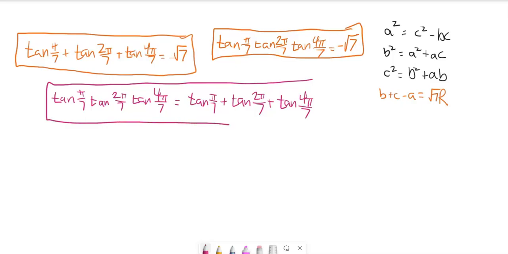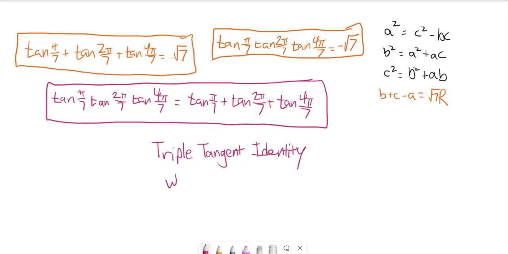And that is a special case in trigonometry called the triple tangent identity. This only works when your angles, for example alpha plus beta plus gamma, equal pi radians. And as you can see, pi over 7 plus 2 pi over 7 plus 4 pi over 7, you add those up, you get 7 pi over 7, or pi radians. So the heptagonal triangle allows for this special case to be shown involving the tangent identities.